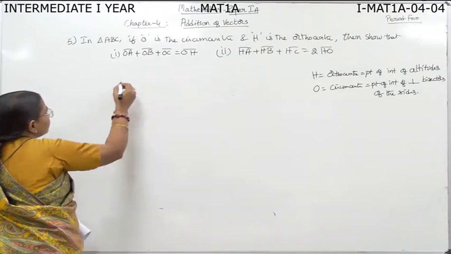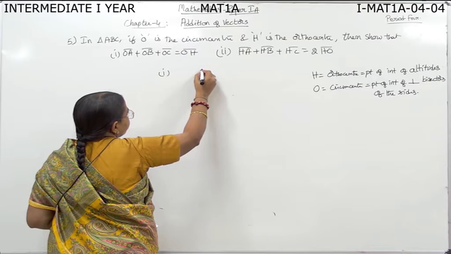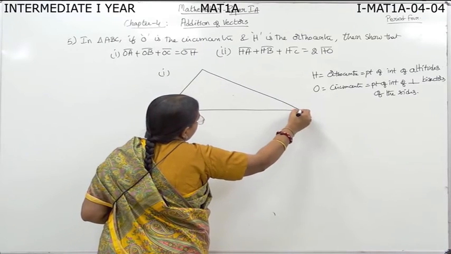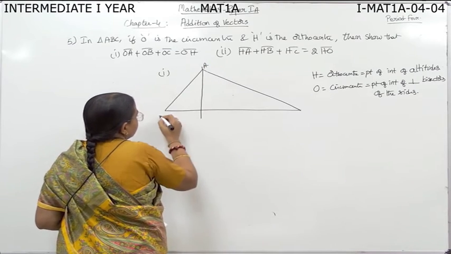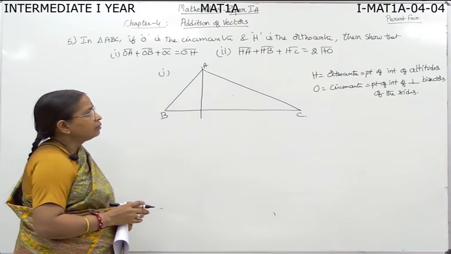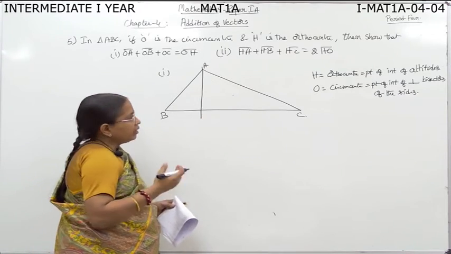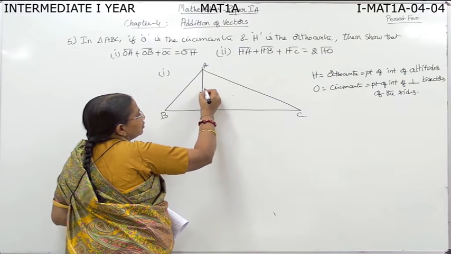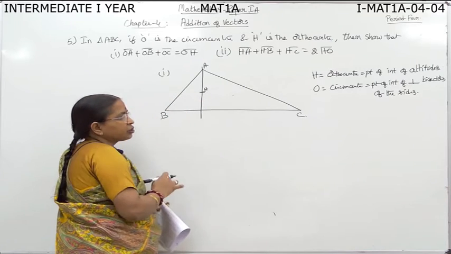Now we'll take the first bit. We'll draw the figure. This figure you draw clearly like this. A. Then we'll draw only one altitude. ABC is the triangle. So orthocenter is the point of intersection of altitudes. This is one altitude. So definitely the H will be somewhere on this altitude also. So when you draw another altitude, they intersect here. So we'll take H on this altitude.